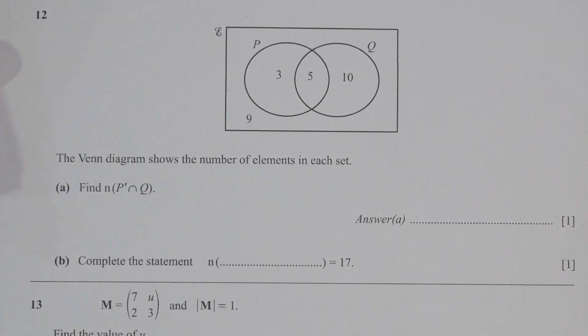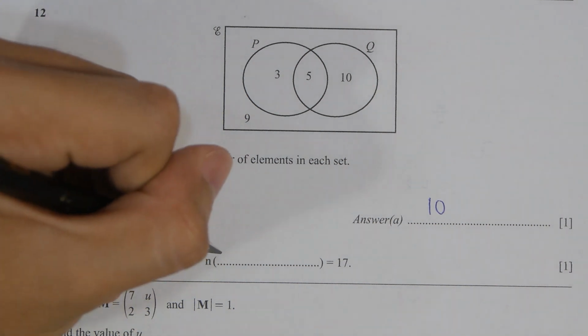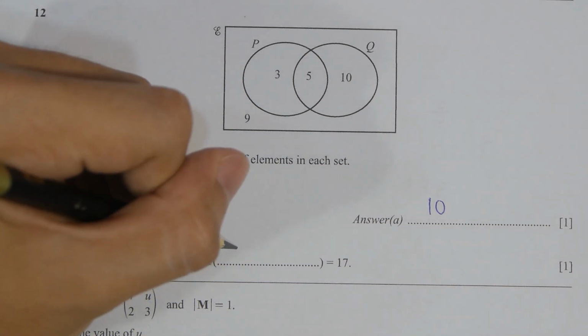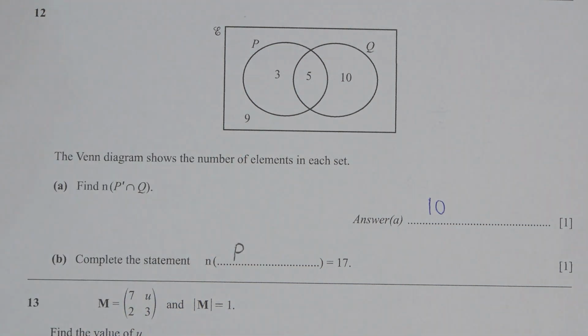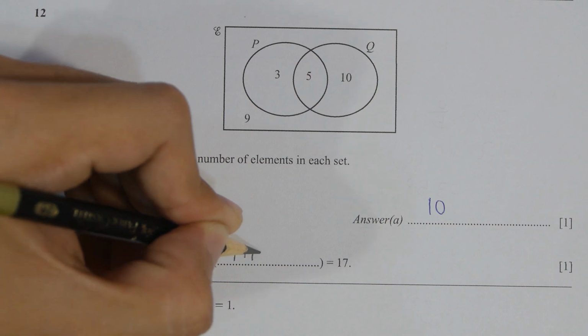Whereby question 12 part A, the part where everything other than P intersect with Q will be 10, and complete the statement that fulfill the requirement of 17. This one, it will be P intersect with Q, union with everything other than Q. So 9 plus 3 plus 5, you will get the results of 17.